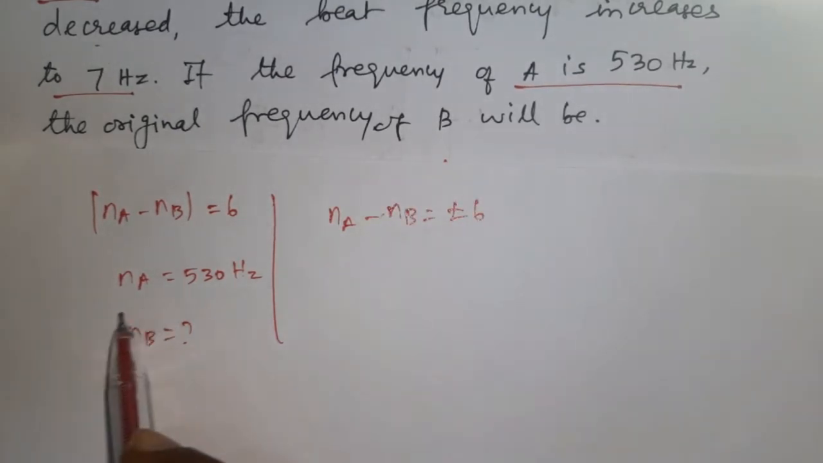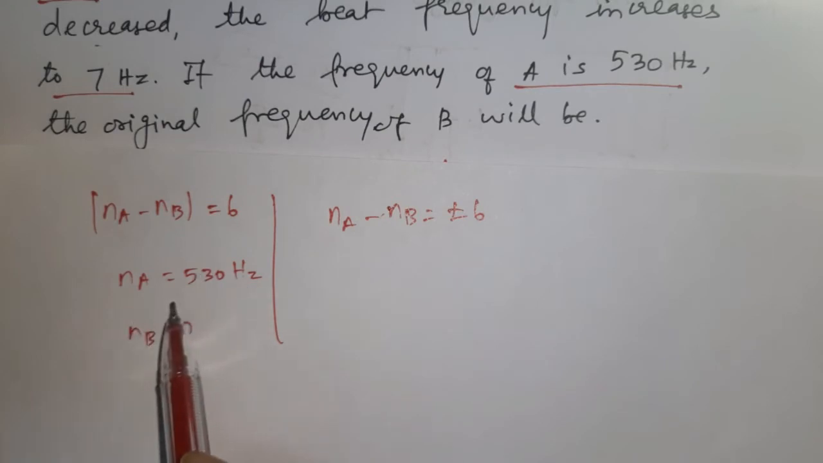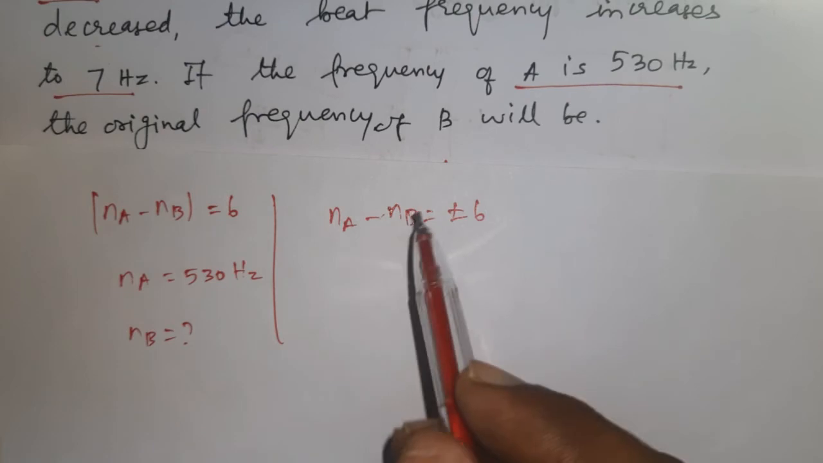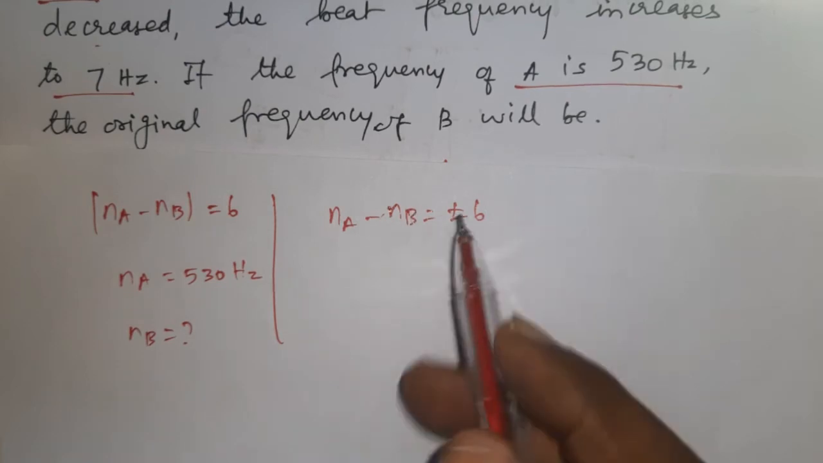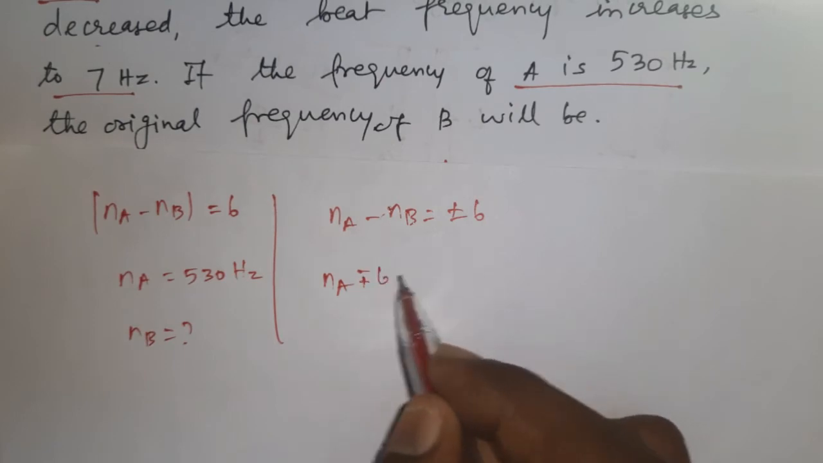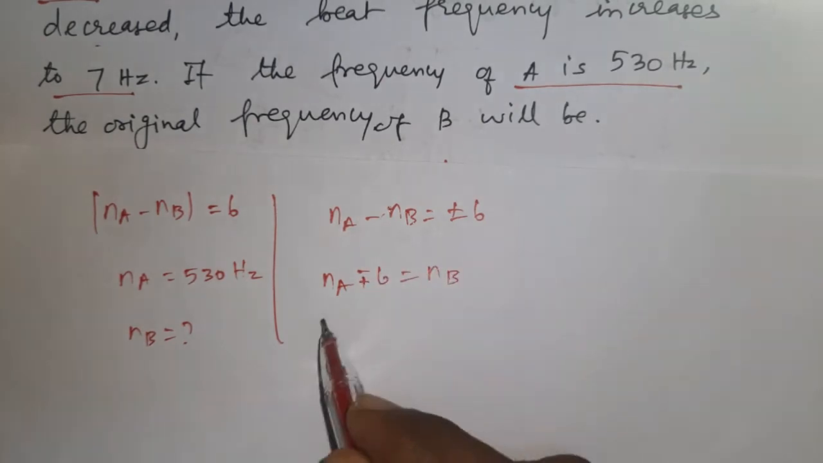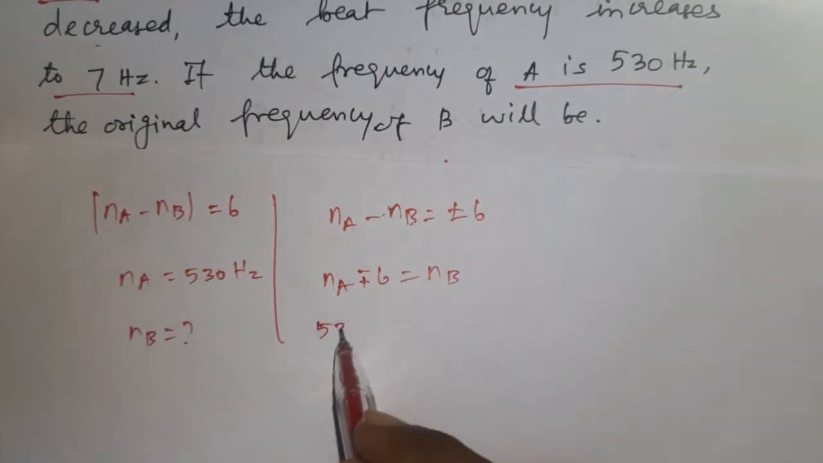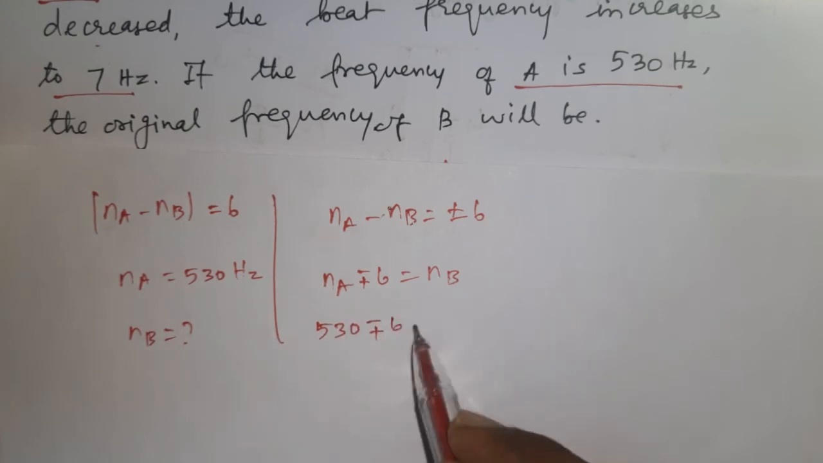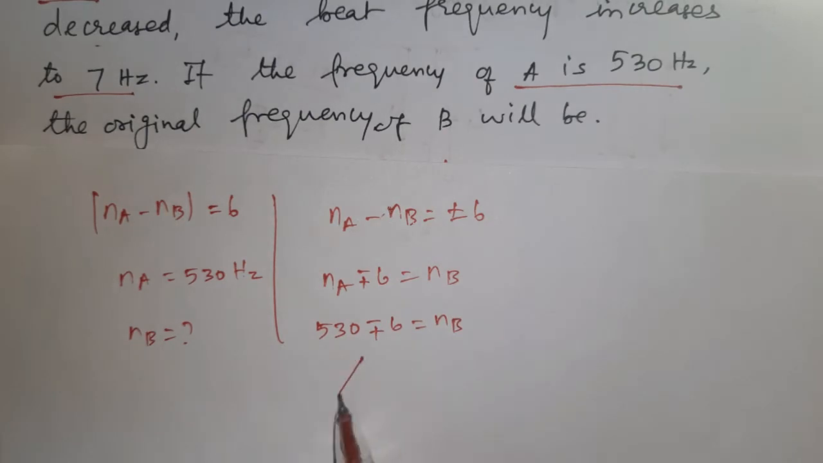We know that the frequency of string A is 530 Hz, and we want to find out Nb. So Na, this plus or minus means minus or plus 6, is equal to Nb. Na value is 530 Hz minus or plus 6 equals Nb. So there are two possible values. If you add, you will get 536. If you subtract, you will get 524 Hz.